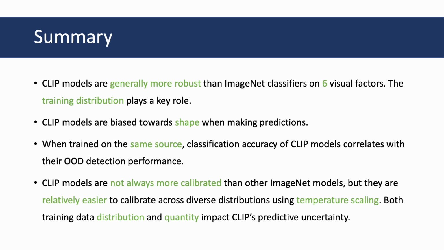When trained on the same source, the classification accuracy of CLIP models correlates with their OOD detection performance. CLIP models are not always better calibrated than other ImageNet models, but they are relatively easier to calibrate across diverse distributions using temperature scaling. Both training data distribution and quantity impact CLIP's predictive uncertainty.